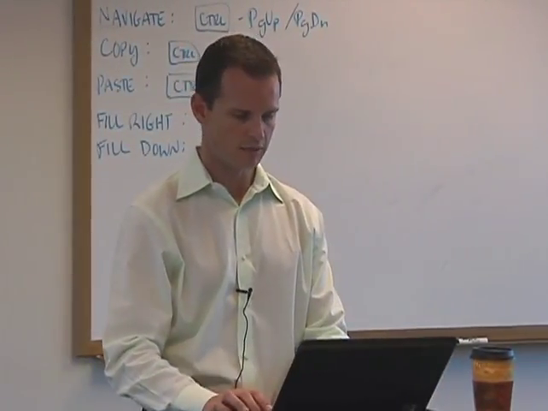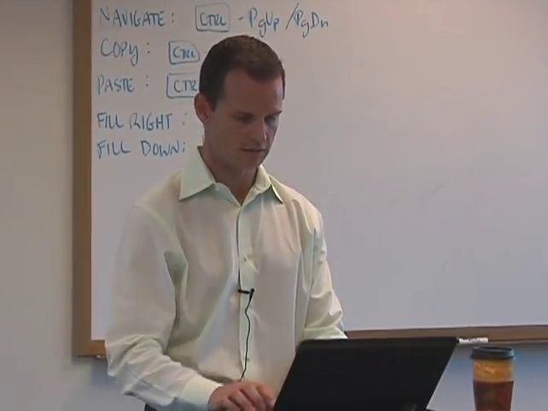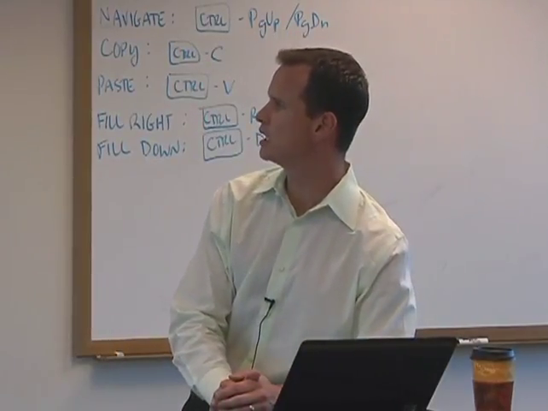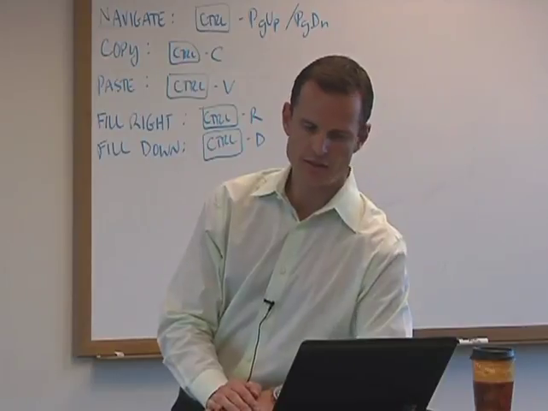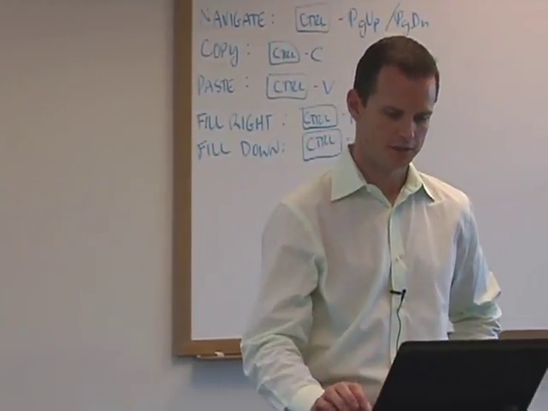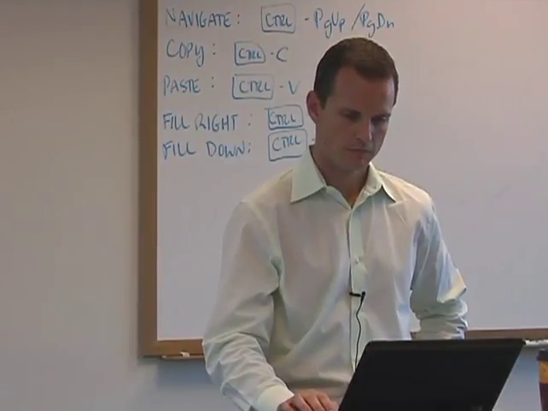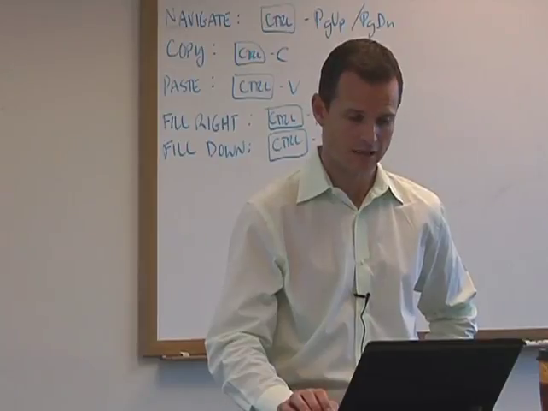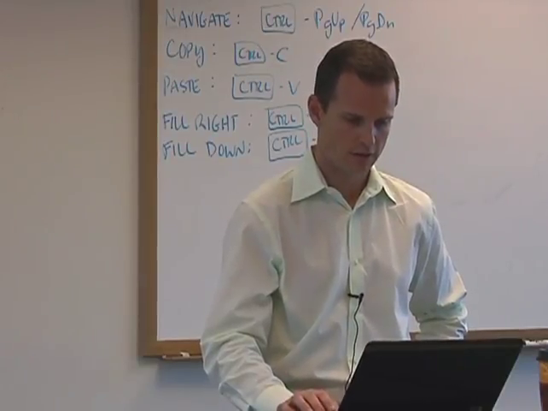Total liabilities and equity is just what it says. Equals B38 plus B43. And you should get 310.2. 310.2 should match our total assets, and it does. All right, so the balance sheet's in balance, cardinal rule of accounting.